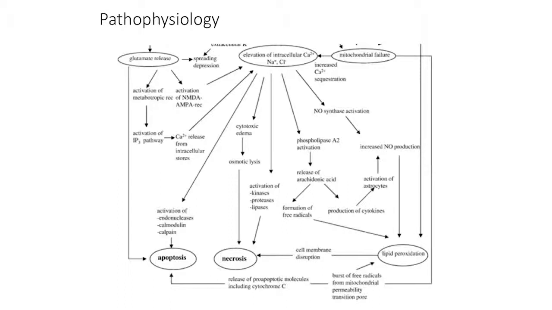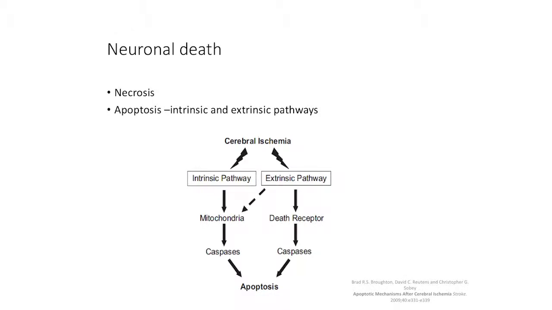And he's already talked about neuronal death being via necrosis and apoptosis. And with apoptosis, remember, there's the intrinsic and the extrinsic pathway. The extrinsic pathway is via the death receptor. The intrinsic is in the mitochondria.